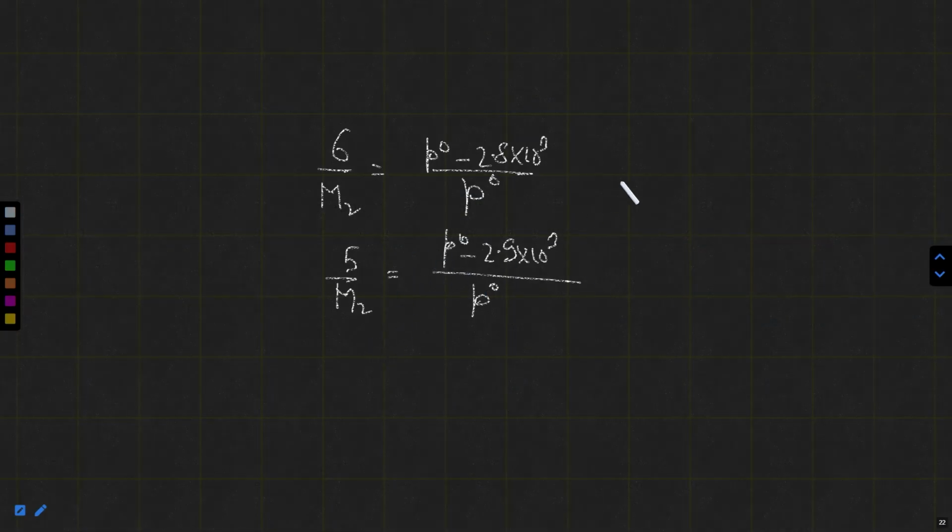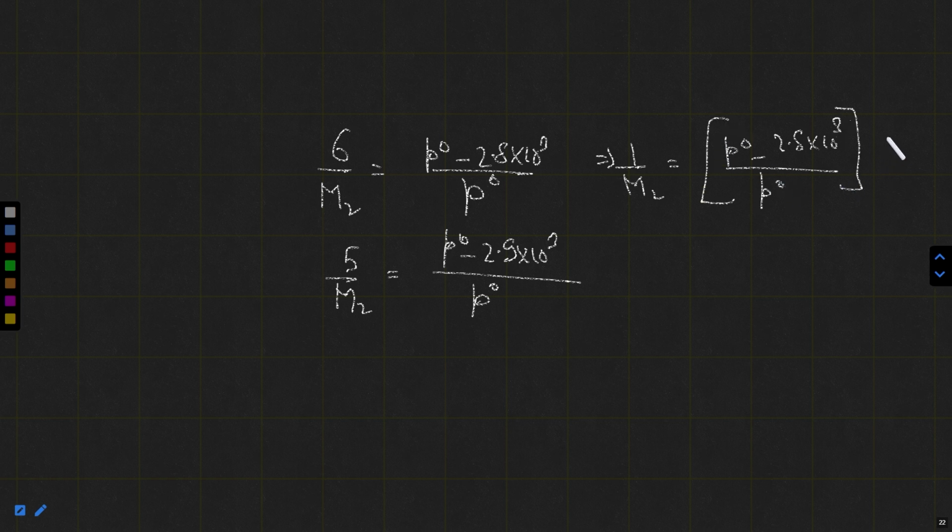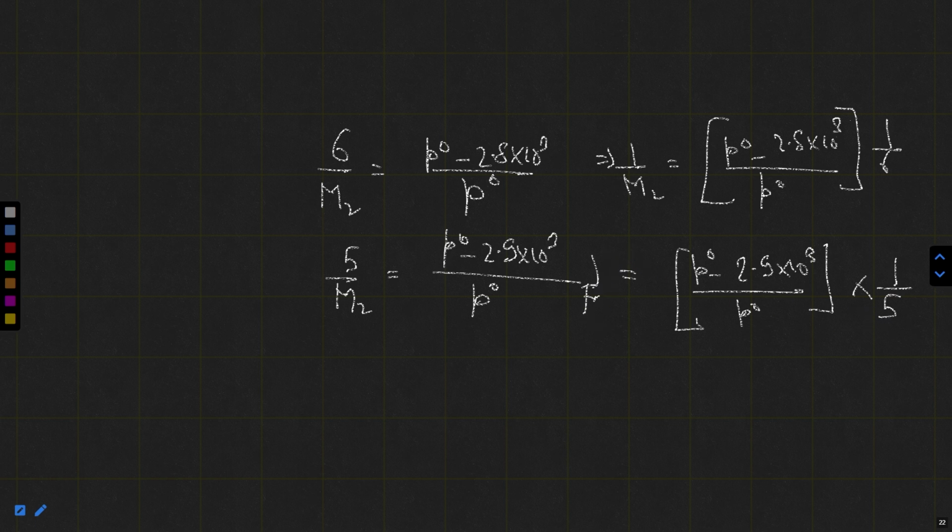We can write 1 by m2 from this equation. 1 by m2 is equal to P naught minus 2.8 into 10 to the power 3 divided by P naught, totally multiplied by 1 by 6. Here we can write P naught minus 2.9 into 10 to the power 3 divided by P naught, multiplied by 1 by 5. This is 1 by m2, and this is also 1 by m2.